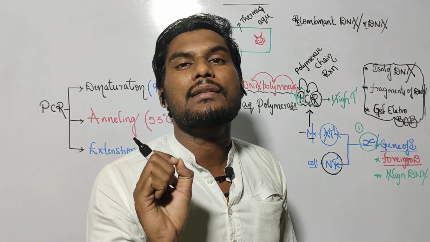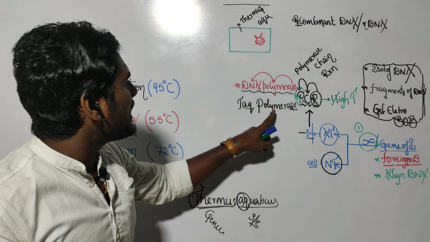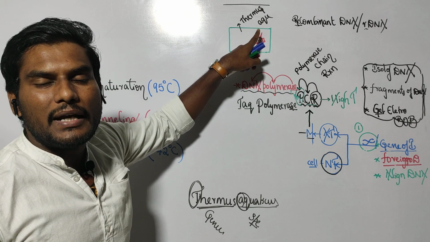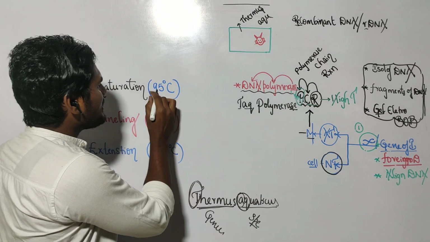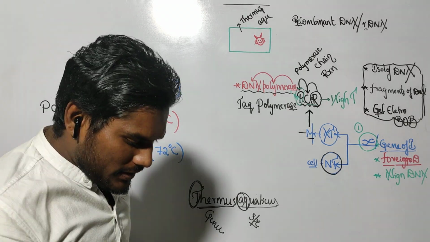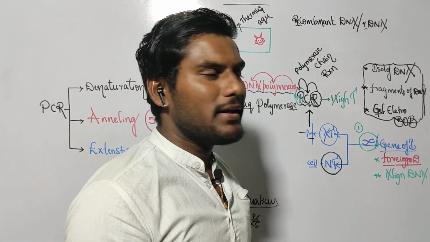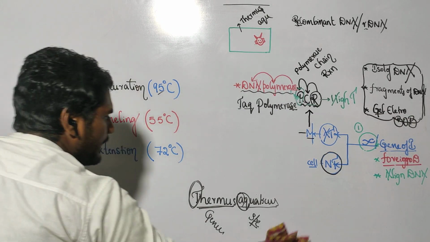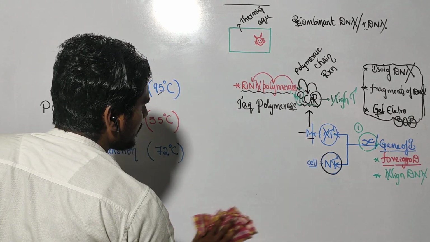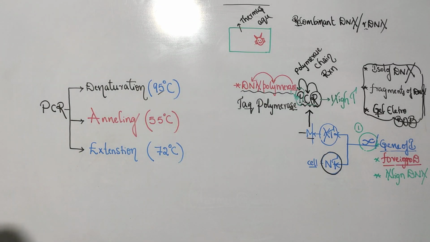So the entire name is Thermus aquaticus enzyme. And this enzyme is present in the Thermus aquaticus bacteria, which can survive in higher temperature. So this enzyme is resistant to higher temperature. Okay, we got this enzyme from Thermus aquaticus.